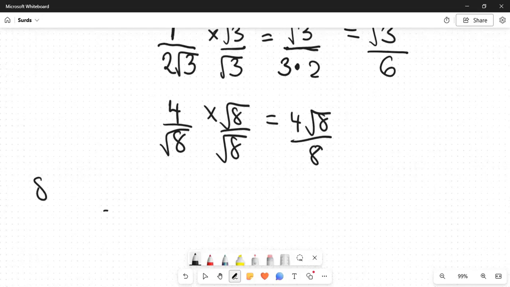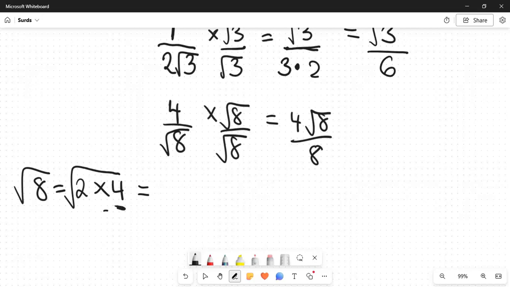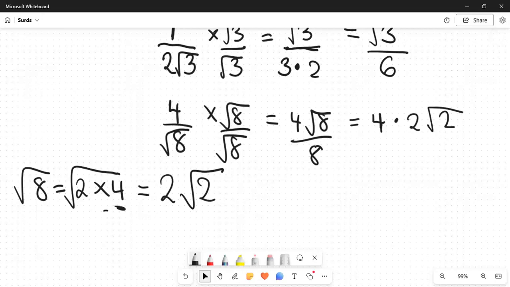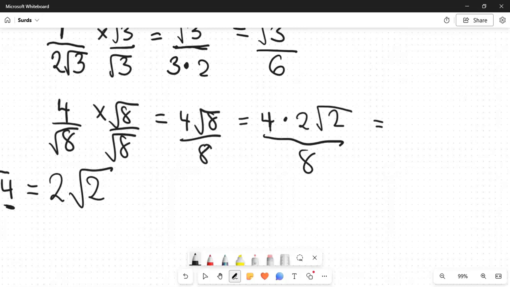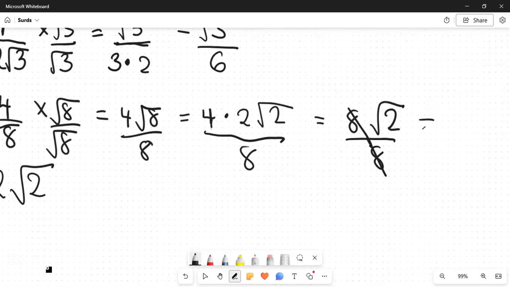What we do here, we see that root 8 can be further simplified. What two numbers can multiply to get 8? It's 2 times 4, and 4 is a perfect square. So if we find the square root of that, our answer here will be 2 root 2. So our rationalization is 4 times 2 root 2 over 8. 4 times 2 is 8, so 8 root 2 over 8. The 8 and 8 cancel out one another, and our answer to this rationalization of the denominator is simply root 2.